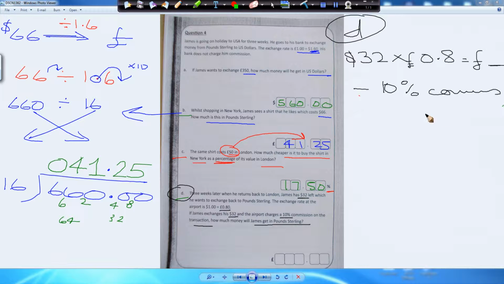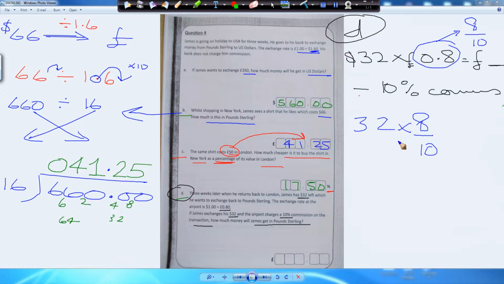Okay, let's get cracking. Now, I want to do 32 times by 0.8. What's the quickest way of doing that? We're going to do that like this. 32, 0.8. Change into fraction for me, please, folks. 0.8 as a fraction is? 8 over 10. Lovely. We are now beginning to start thinking properly. Times by 8 over 10.